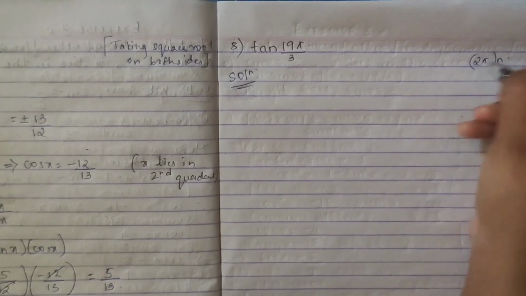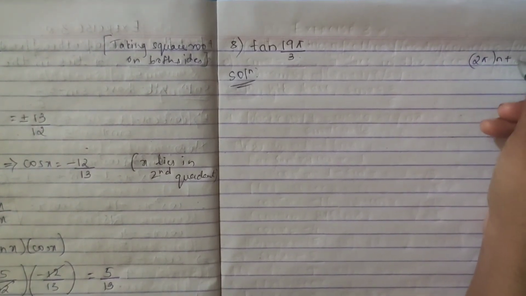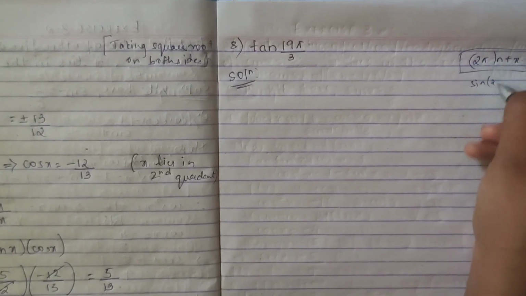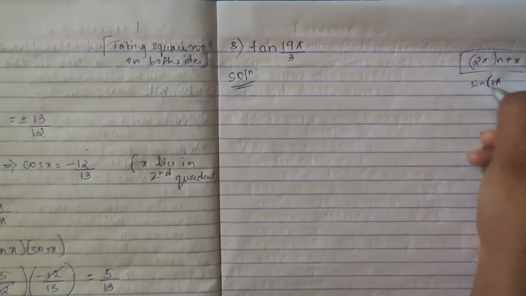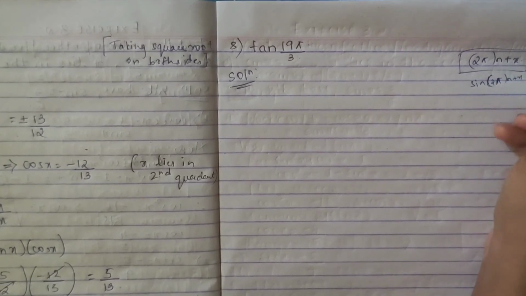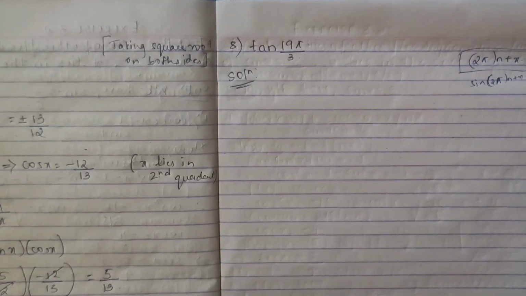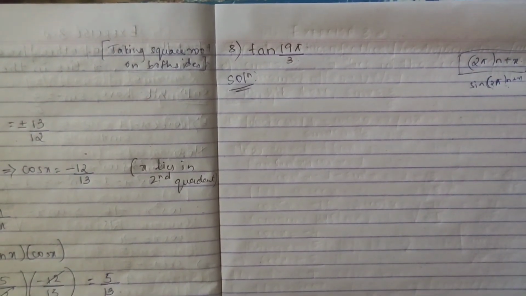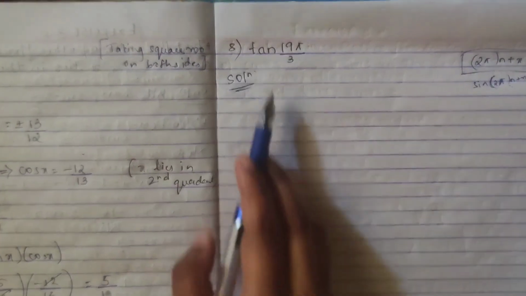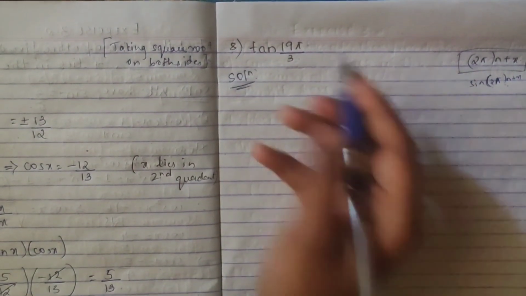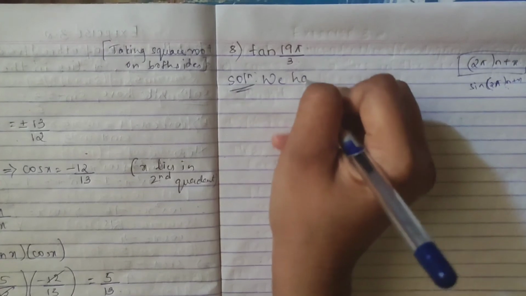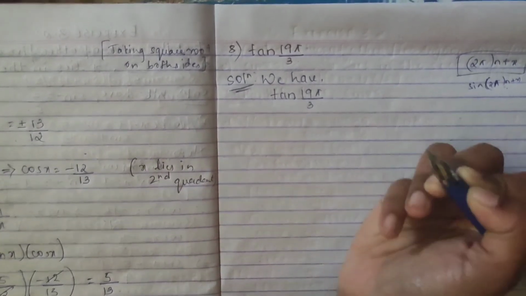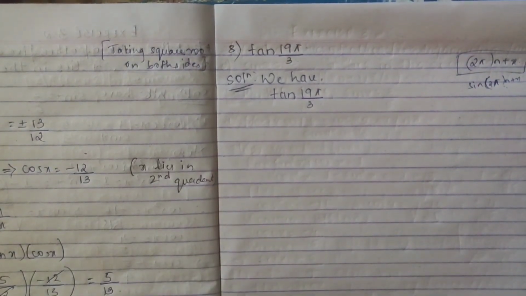2 pi n plus the value x, then only you get sine x value or cos x or tan x. Tan x also will be the same. You have to just make it a multiple of that. Okay. So now we have tan of 19 pi by 3. How can we break this 19 pi by 3?